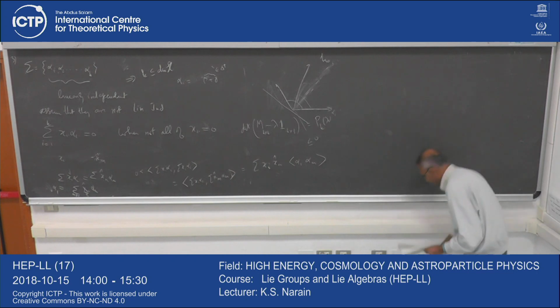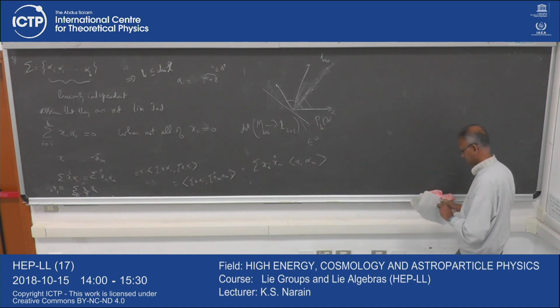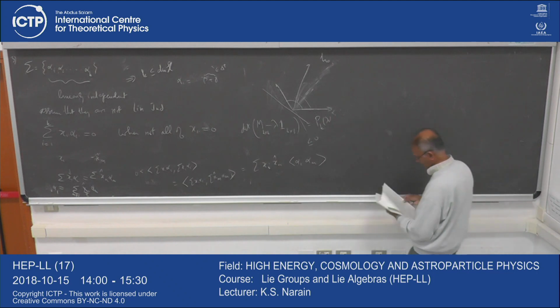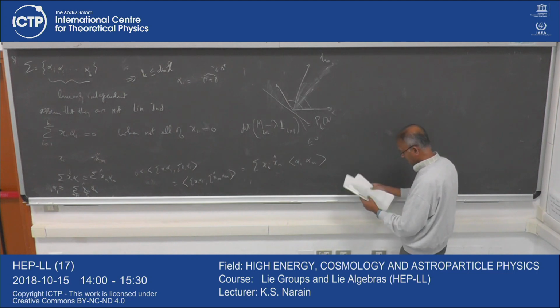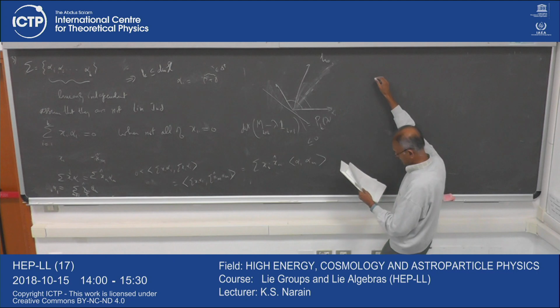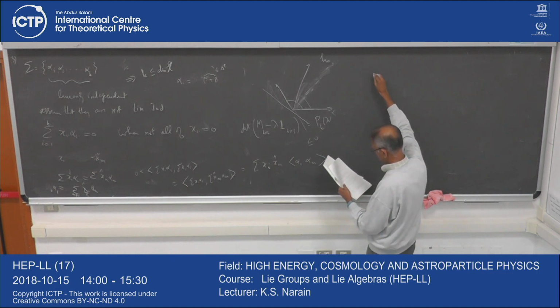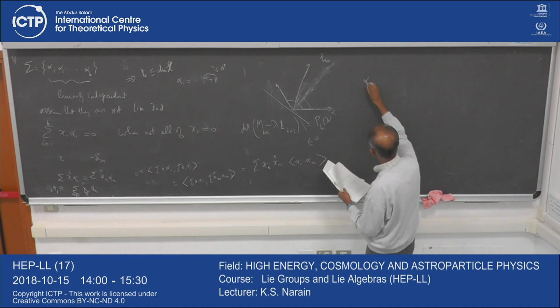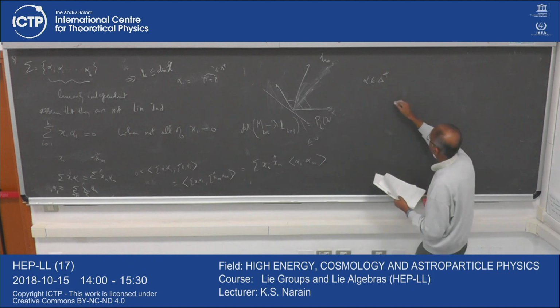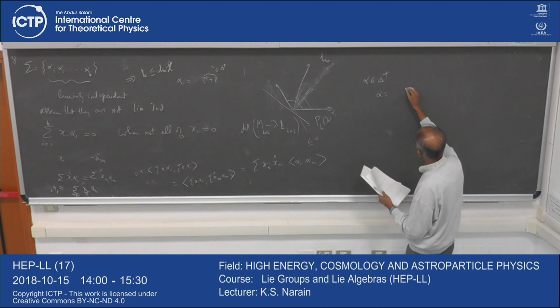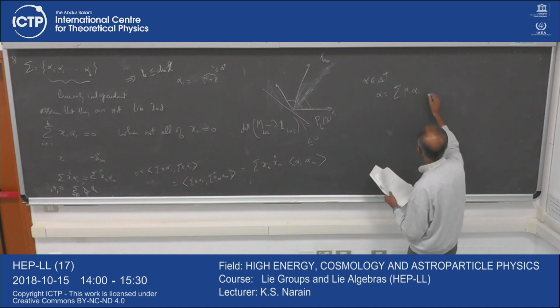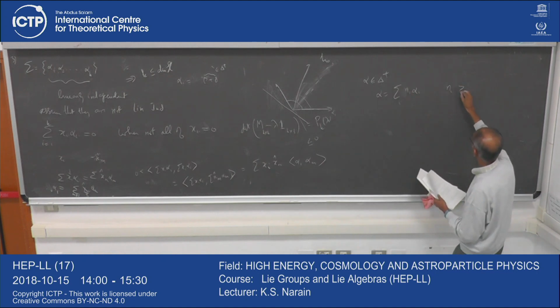So the last statement is that any alpha belonging to delta plus, I can write as alpha equal to the sum over i of n_i alpha_i, with n_i greater than or equal to 0.